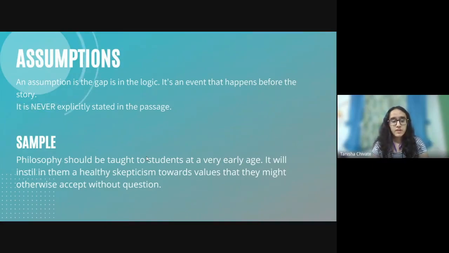Because if you look at the passage, it's saying that it will instill in them a healthy skepticism. So the author wants it. That's why the author prefers that, okay, I want students to question traditional values, and therefore philosophy is important. These are two assumptions you could have. So again, another example is a passage can have multiple assumptions. It's not necessary that there will be only one assumption.